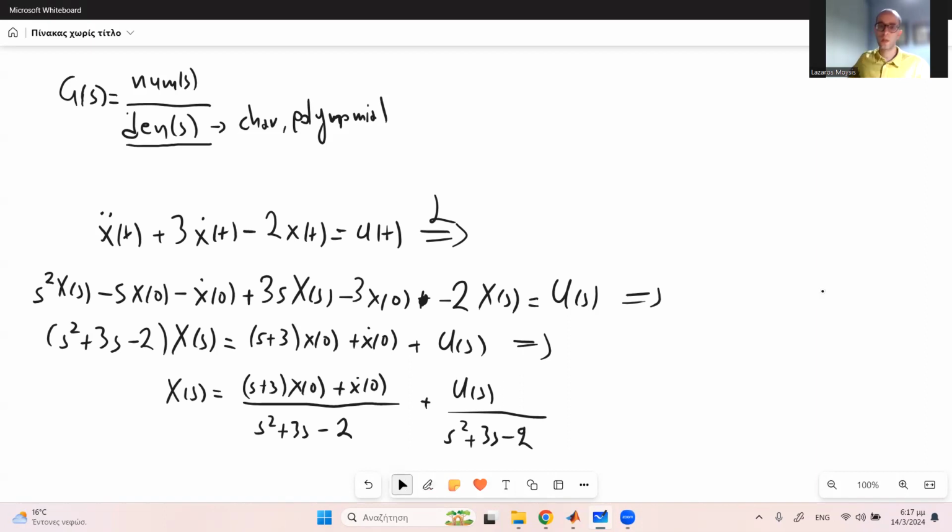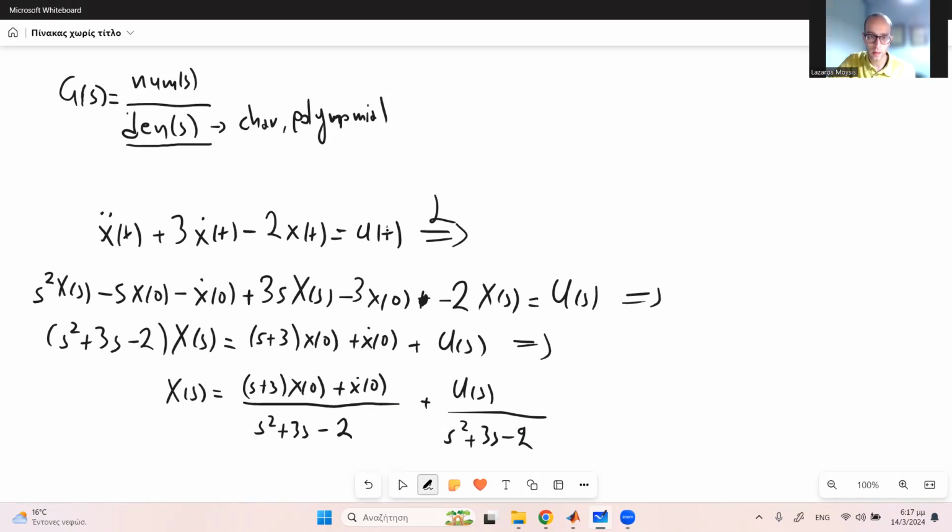So this is what happens. You see, one of these fractions depends on the initial conditions and the other depends on the input. See, any type of input. So I haven't replaced the Laplace transform of the input. I don't care about it. What I only care is to explain this. Look at both of these fractions. Their denominator is the same. And this denominator, of course, is also the denominator of the transfer function.